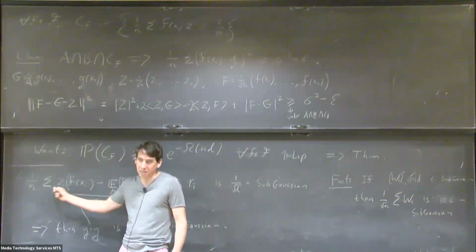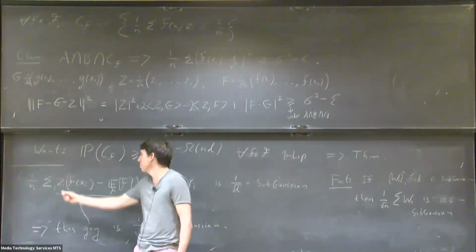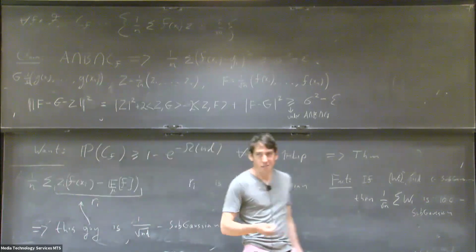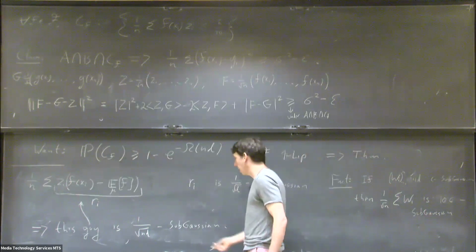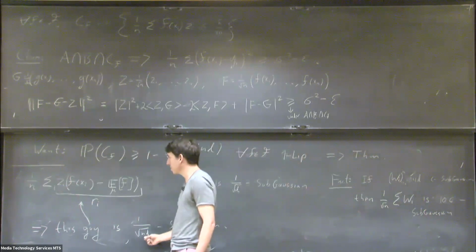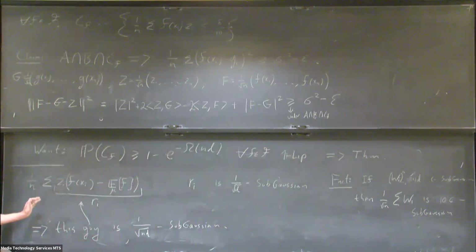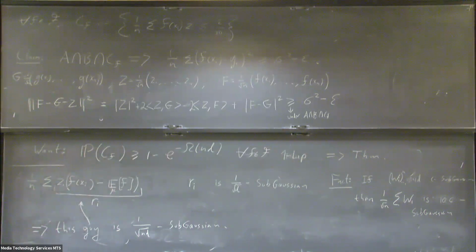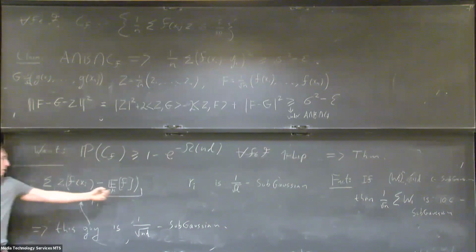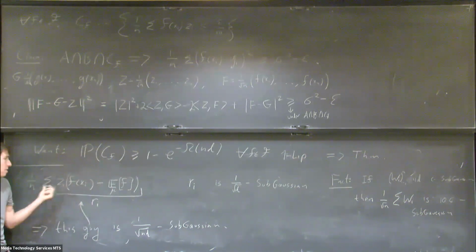There could be a dependence, but it could not create an expectation, and it could not destroy the sub-Gaussianity. So this is 1 over root ND sub-Gaussian, but it's not quite what we wanted. We wanted a bound on the probability that only this, without these expectations, is big. But you see, these expectations don't depend on the sample.